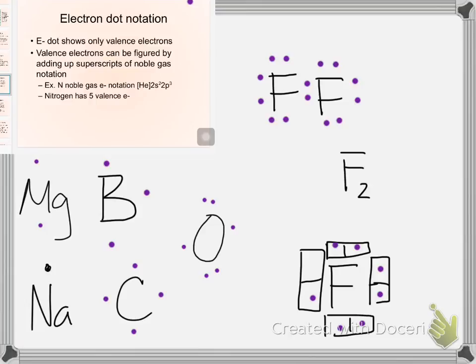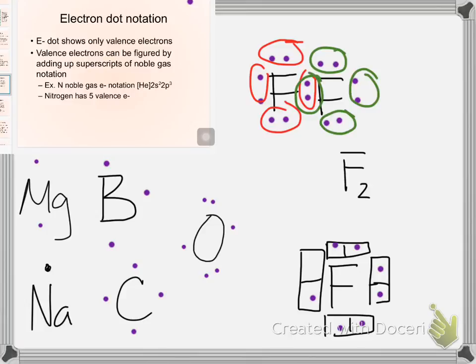Everybody feels like they are surrounded by 8 electrons because this fluorine feels like it's got 2, 4, 6, 8. And this fluorine feels like it's got 2, 4, 6, 8. Never mind that they're sharing that center pair. They both feel like they're surrounded by 8. And that's what we're going to do when we do these bonding structures. We're going to see them share electrons again and again and again.